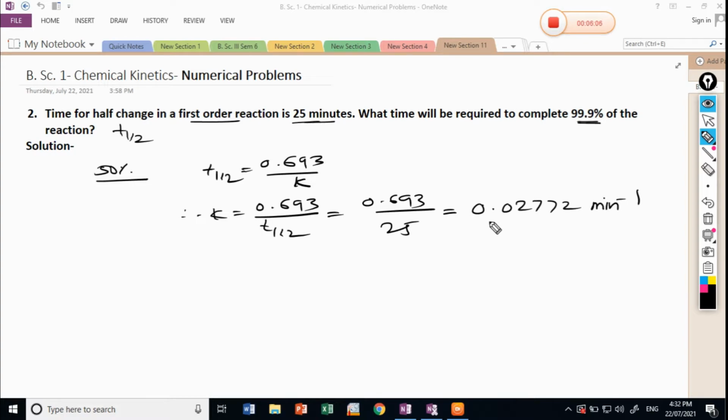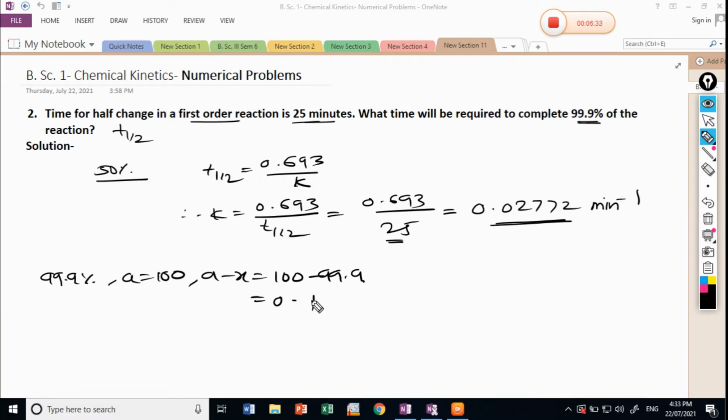Okay, so for 50% completion of reaction, the time required is 25 and the k is this. Now for 99.9% complete reaction, a is equal to 100, a minus x is equal to 100 minus 99.9, which is equal to 0.1.